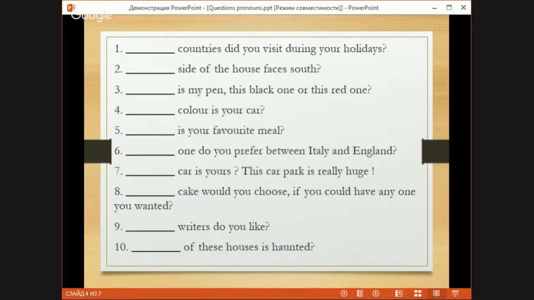Let's look at the next exercise. We have here questions, and again, we need to think about which question word is possible to use there.